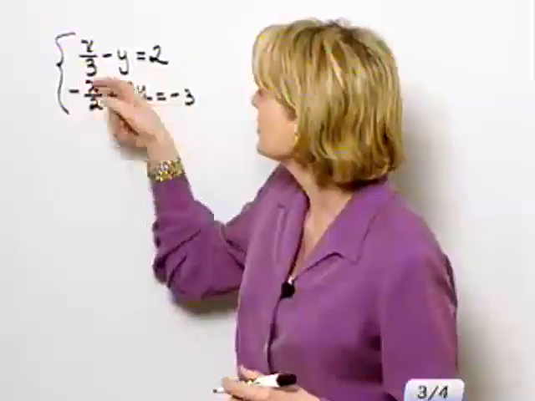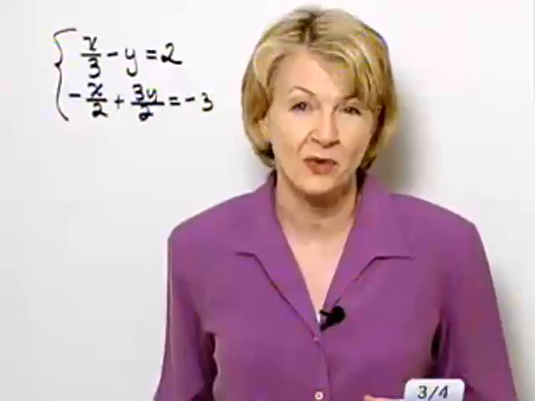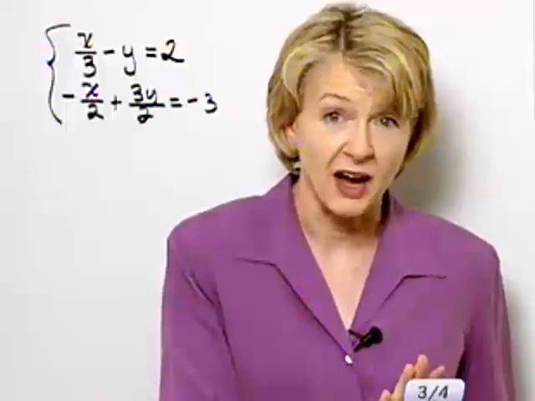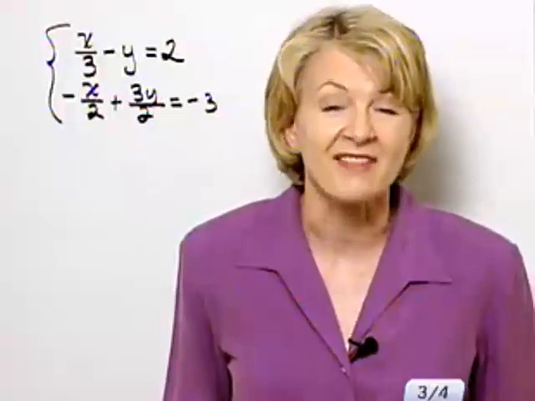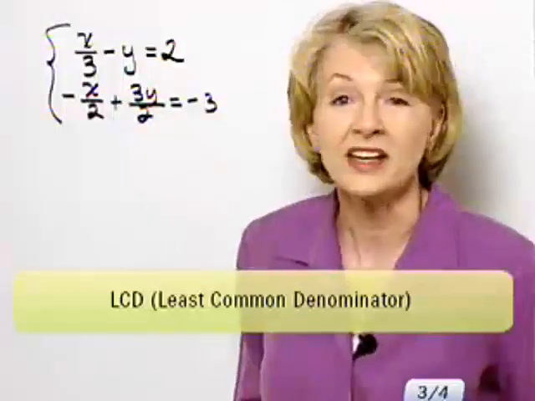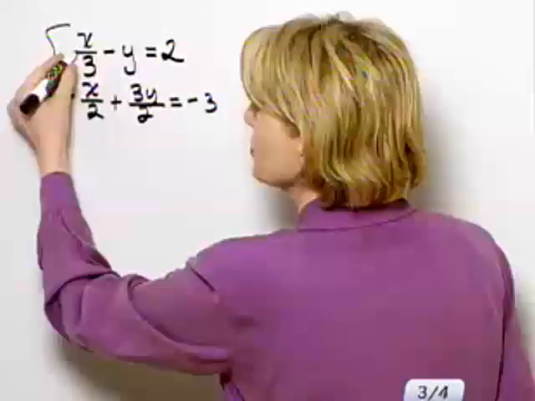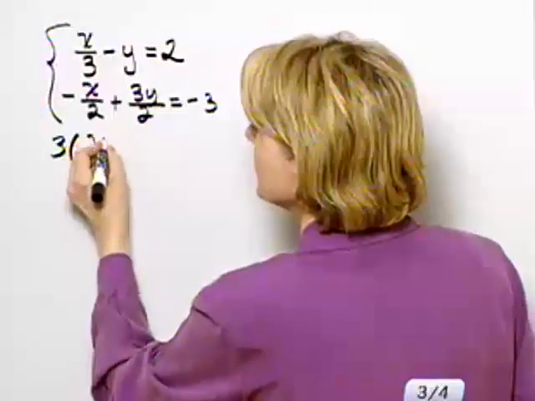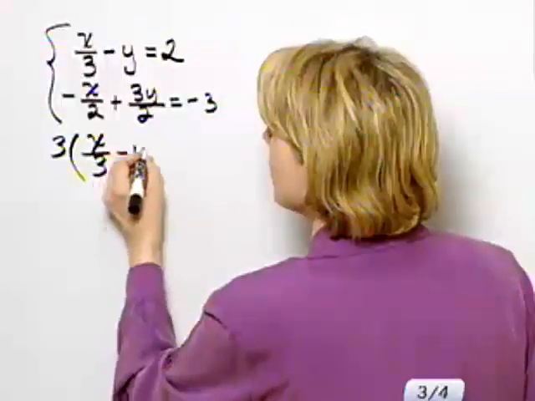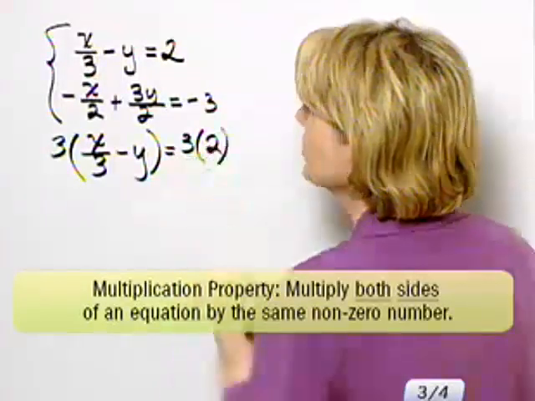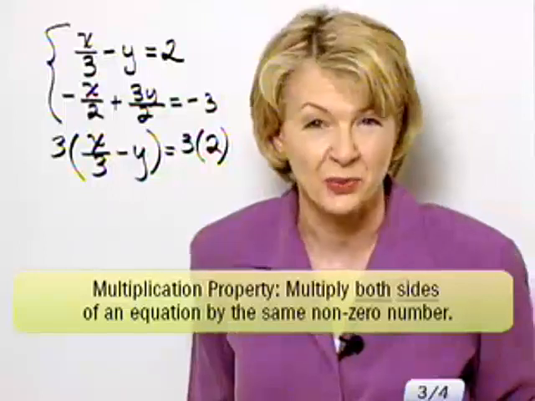In other words, just concentrate on the first equation for a moment. What may I multiply both sides of the equation by, and we'll no longer have fractions? The LCD is 3, so I'm just going to take this first equation and multiply the left side by 3. There's the left side. Do not forget you must also multiply the right side by 3.